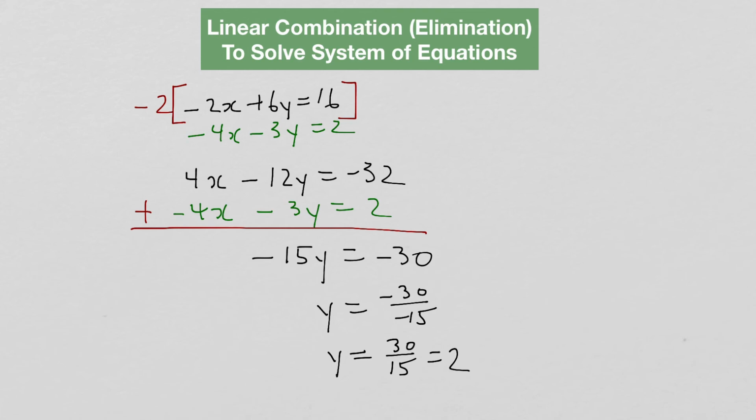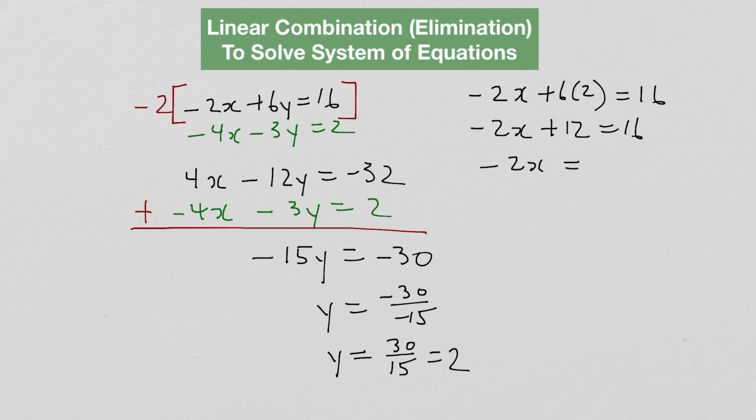Now that we know what y is, we know it's 2, we can plug it back into one of these equations. So I'm going to plug it into the first one. I'm going to write -2x plus 6 times 2, this 2 goes into this y, and that is equal to 16. So let's simplify. This becomes -2x plus 12 is equal to 16. -2x is equal to 4.